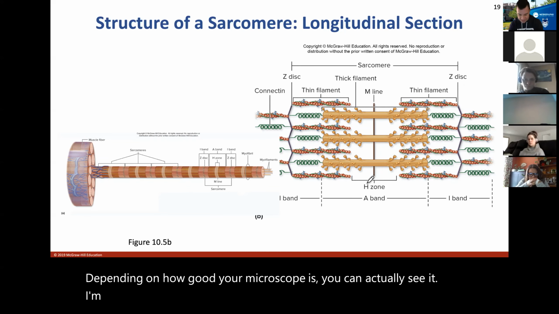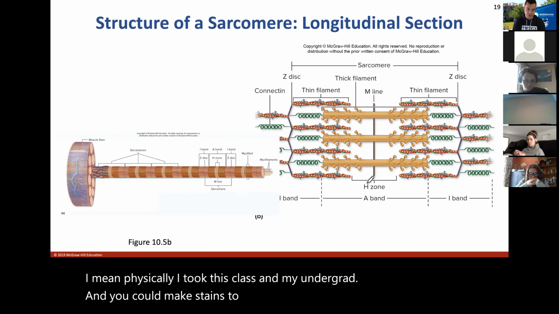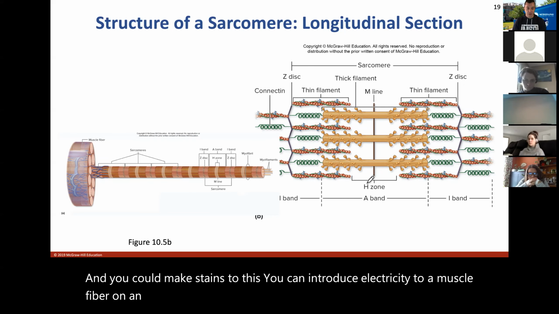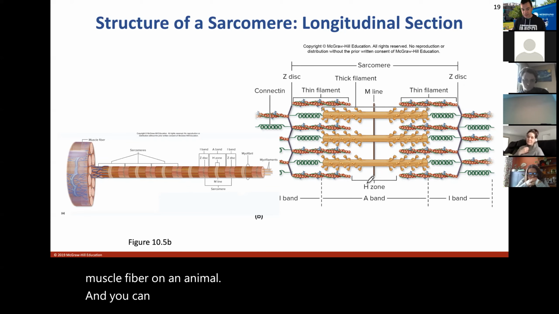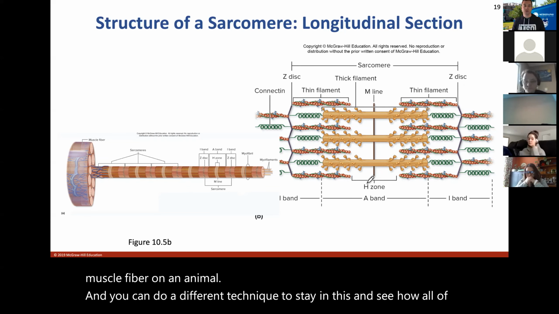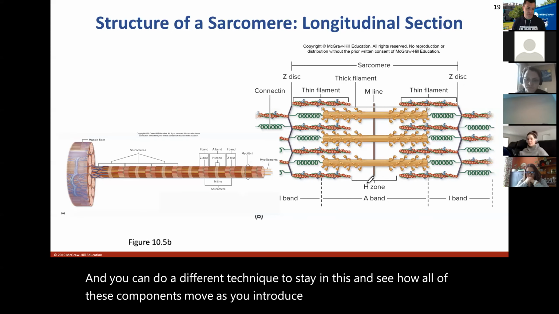I took a phys class in my undergrad, and you could make stainings to this. You can introduce electricity to a muscle fiber on an animal, and you can do a different technique to stain this and see how all of these components move as you introduce electricity and the muscle contracts.